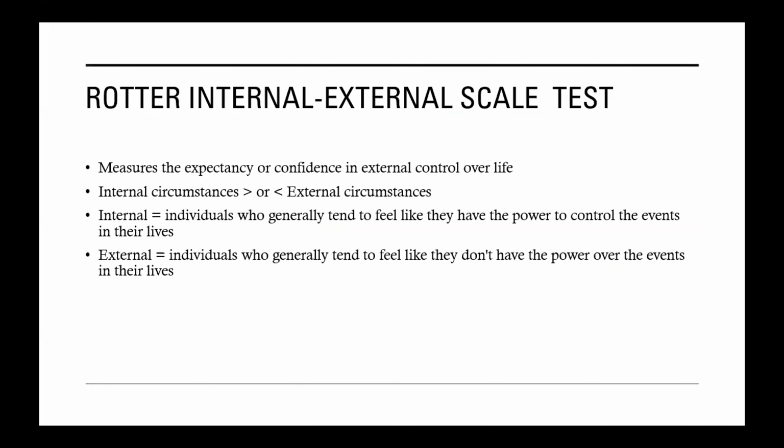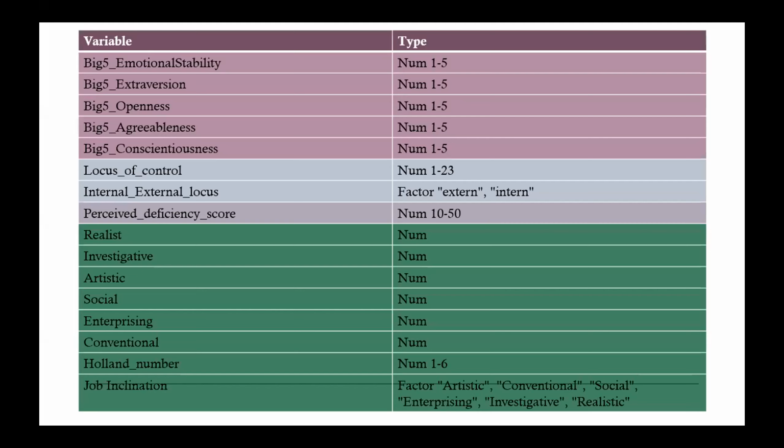The Rotter internal external scale test measures the expectancy or confidence in external control over your life. For example, if the variable is internal, that means that those individuals generally tend to feel like they have the power to control the events in their lives, versus external, where they feel like they do not.